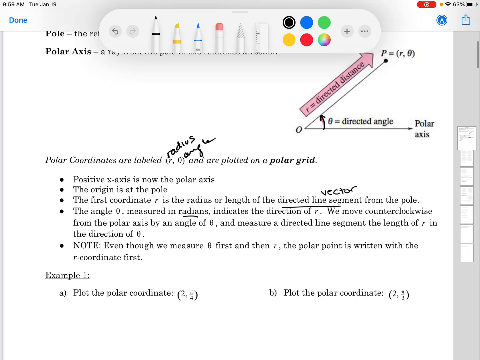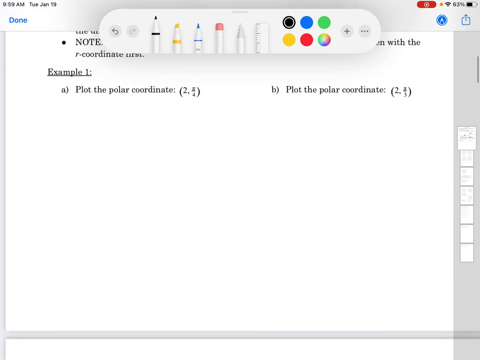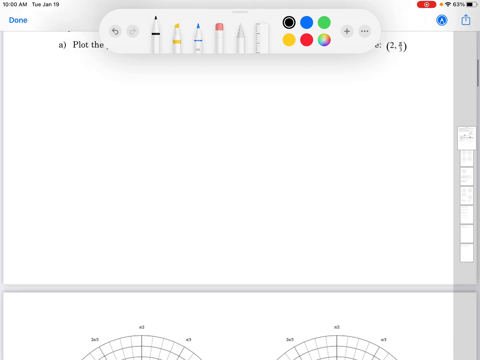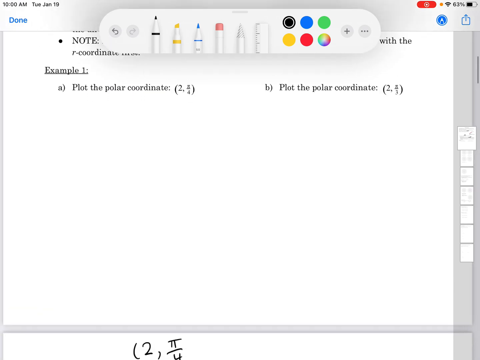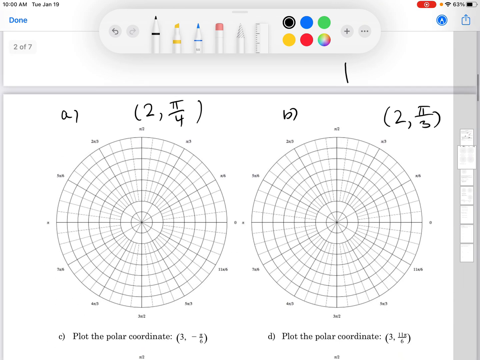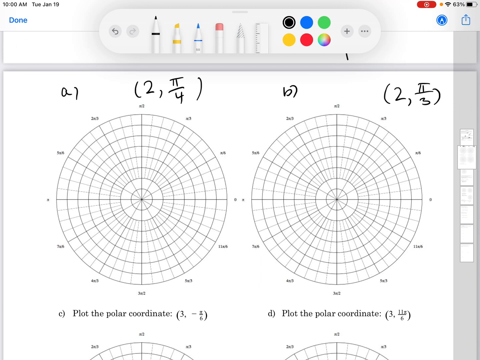Okay. So what we want to do is plot this. Oh no, they moved on to the next page. That's okay. We want to plot the coordinates 2, pi over 4, and the other one we want to do is 2, pi over 3. So we want to make sure that we are plotting in the angle pi over 4. Pi over 4 would be the angle from the x-axis to halfway, right? So this would be about pi over 4.